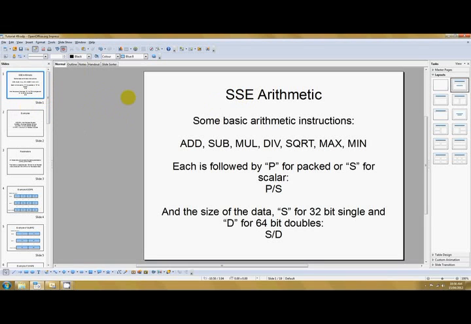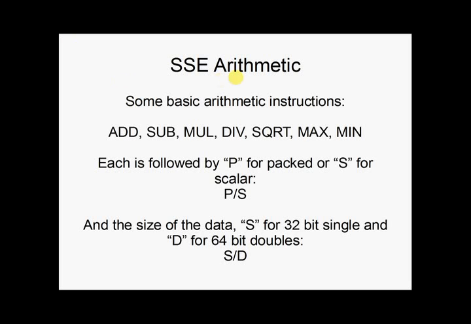So today we're going to be looking at a couple of things. First of all, we'll look at some SSE arithmetic instructions, and then we'll finish up by looking at some dynamic memory allocation in assembly. So first of all, SSE arithmetic instructions. All of these are for floating point.